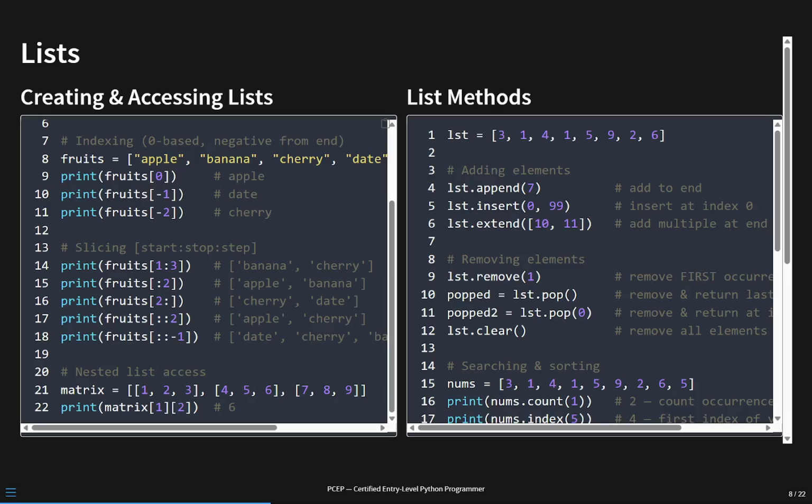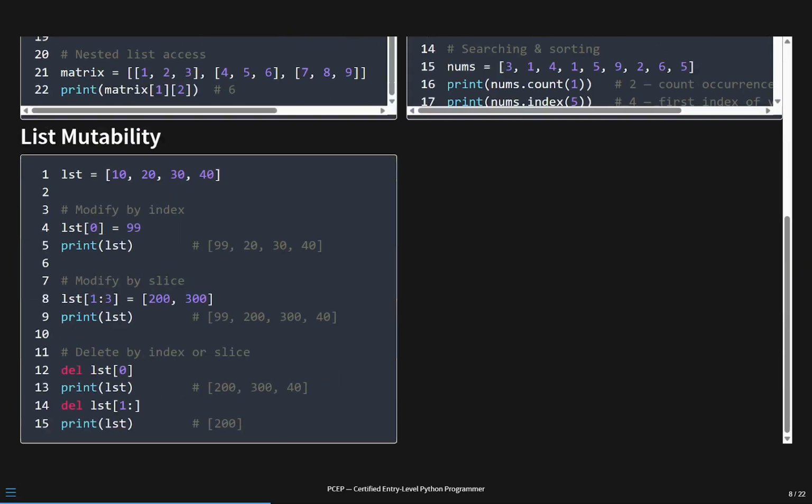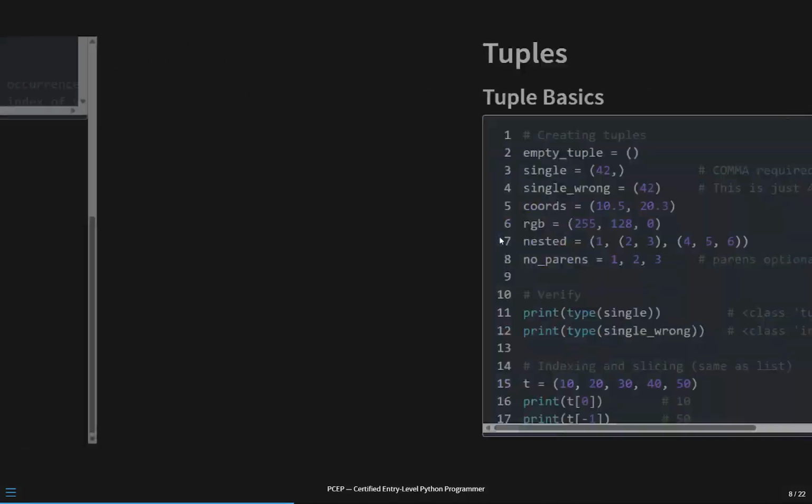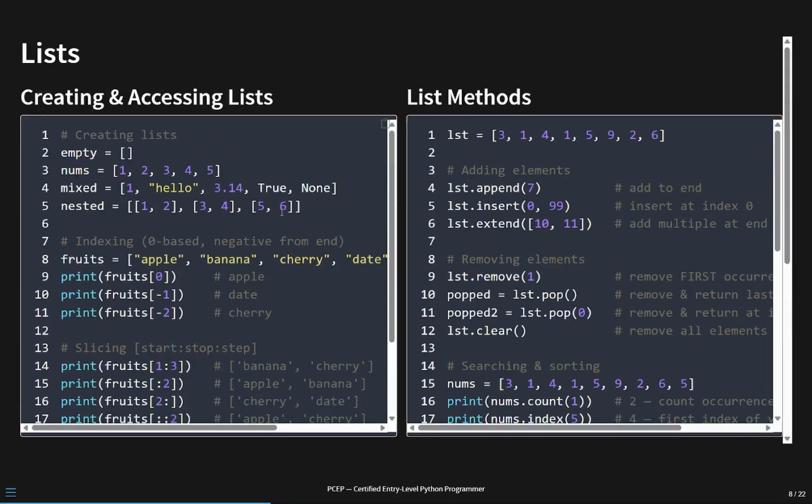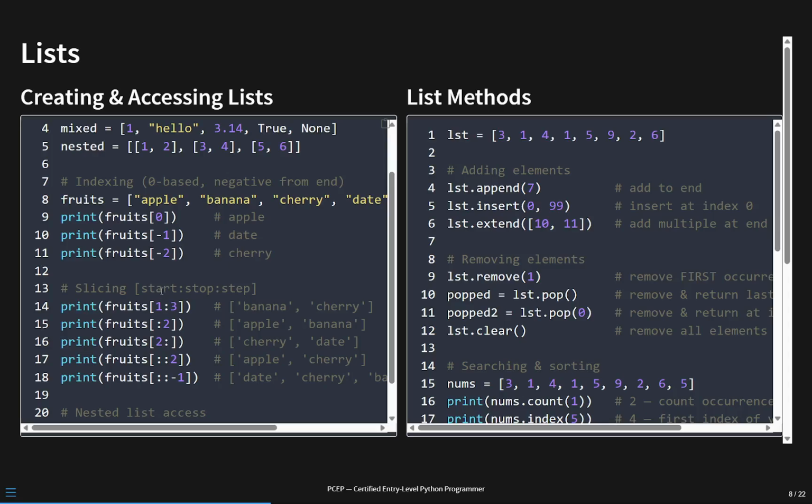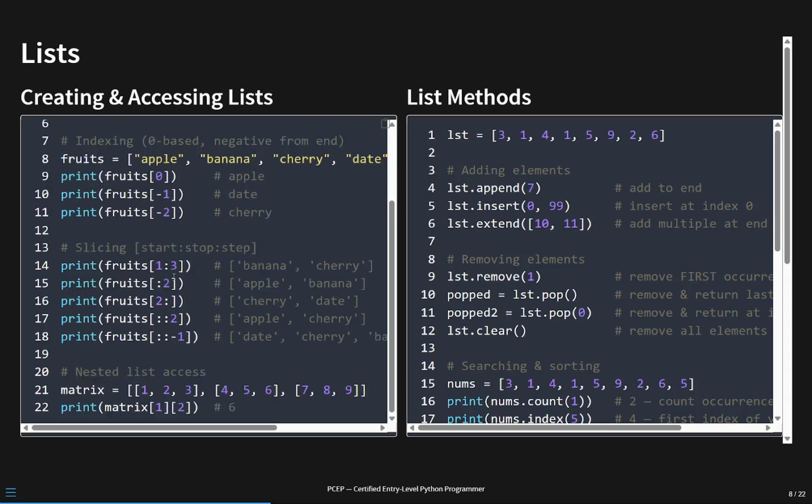You can mix types, integers, strings, floats, booleans, even other lists, all in the same list. Indexing is zero-based. The first element is index 0. Negative indices count from the end. -1 is the last element. -2 is second to last. If you go out of bounds, you get an index error.